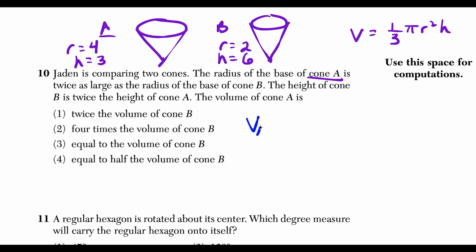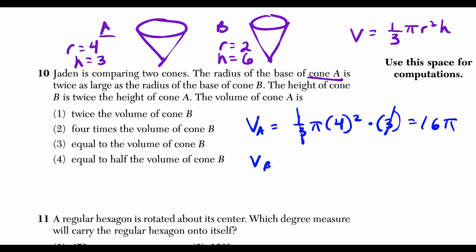So the volume of cone A is equal to 1/3 pi, the radius is 4, and that's being squared, times the height, which is equal to 3. And notice 3 times a third cancels. So this is going to be 16 pi.